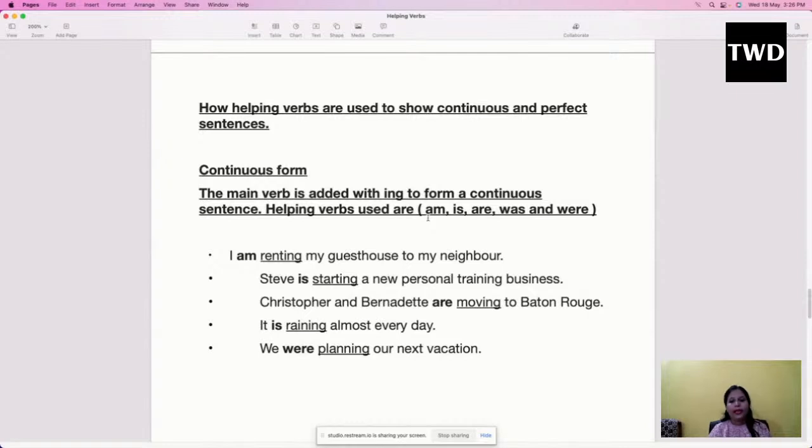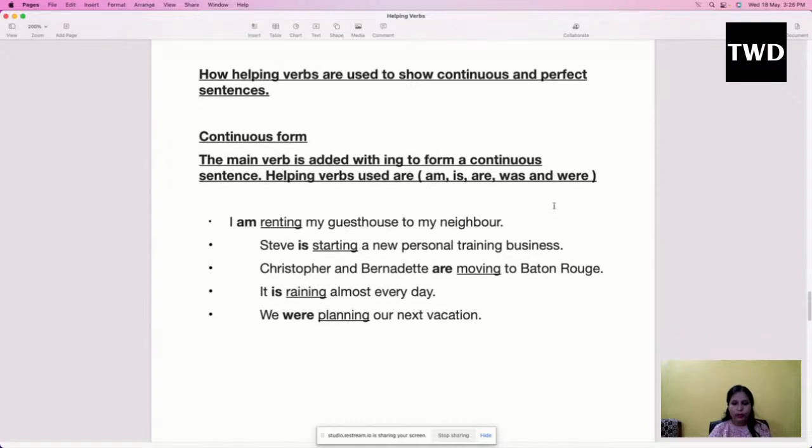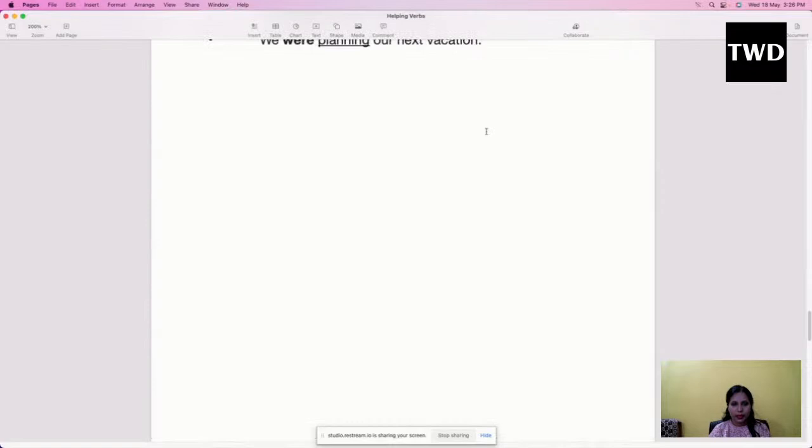We were planning our next vacation. So yesterday we all sat together and we were planning our next vacation, that where we should go or what we should do in our next vacation. So something here you have to keep in mind is this. I'll let you know in just a second.